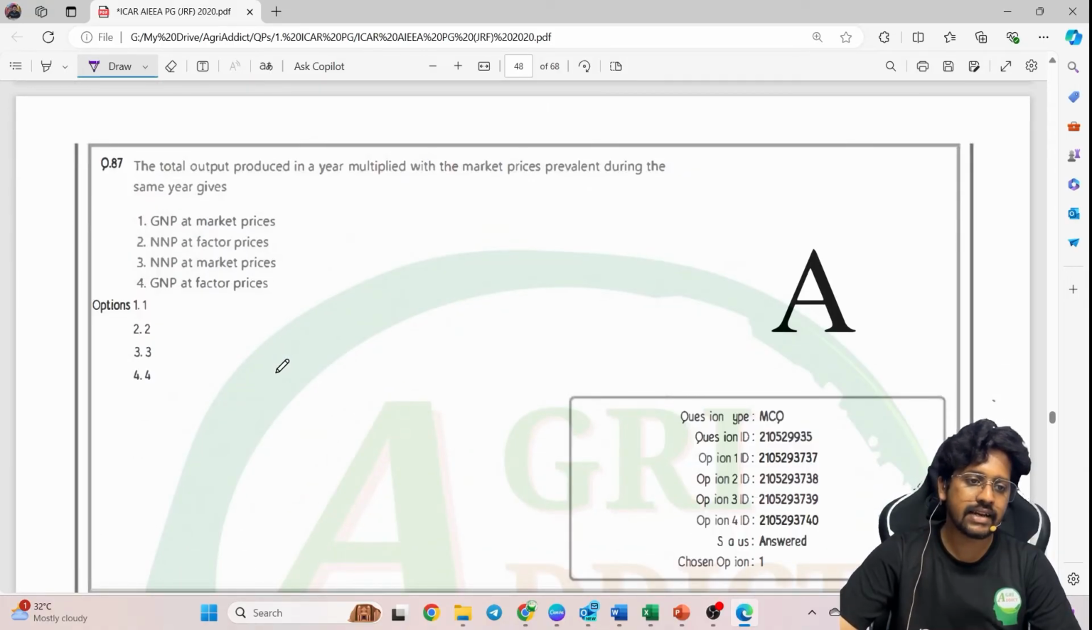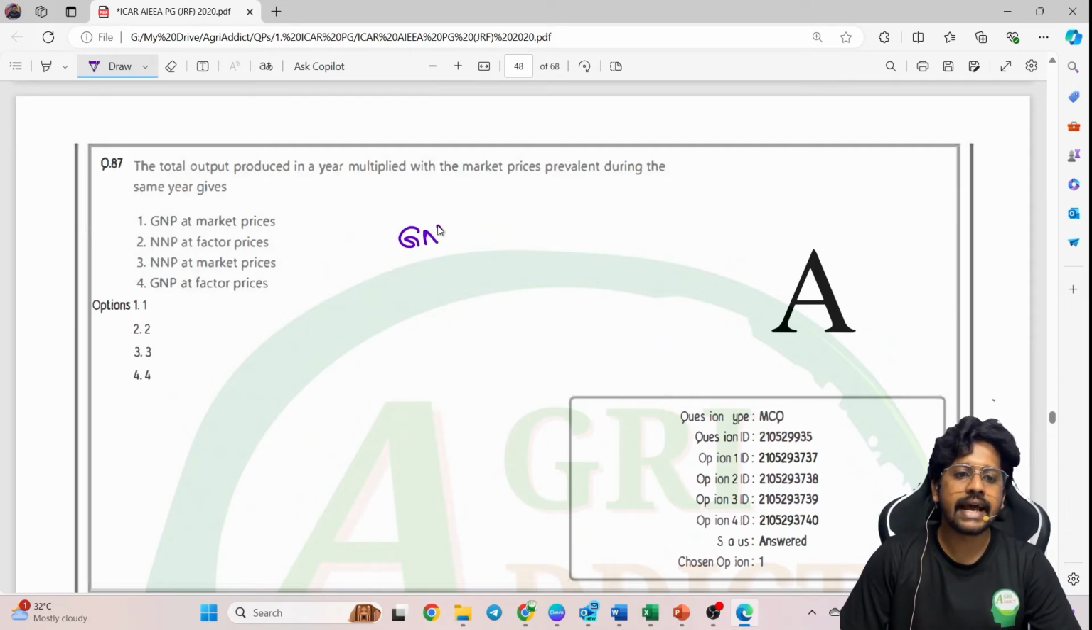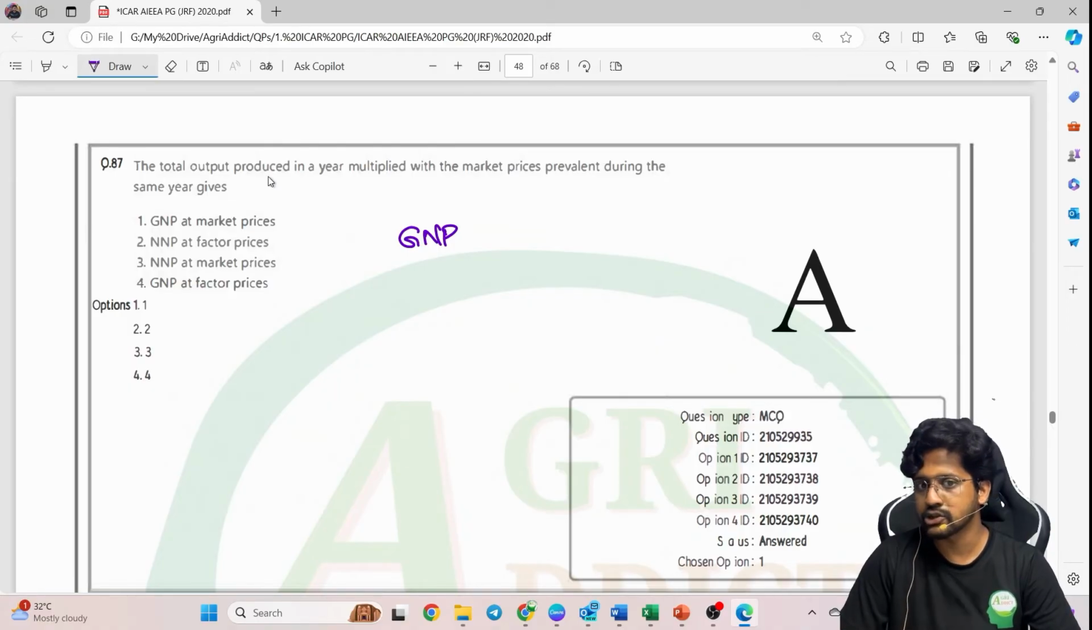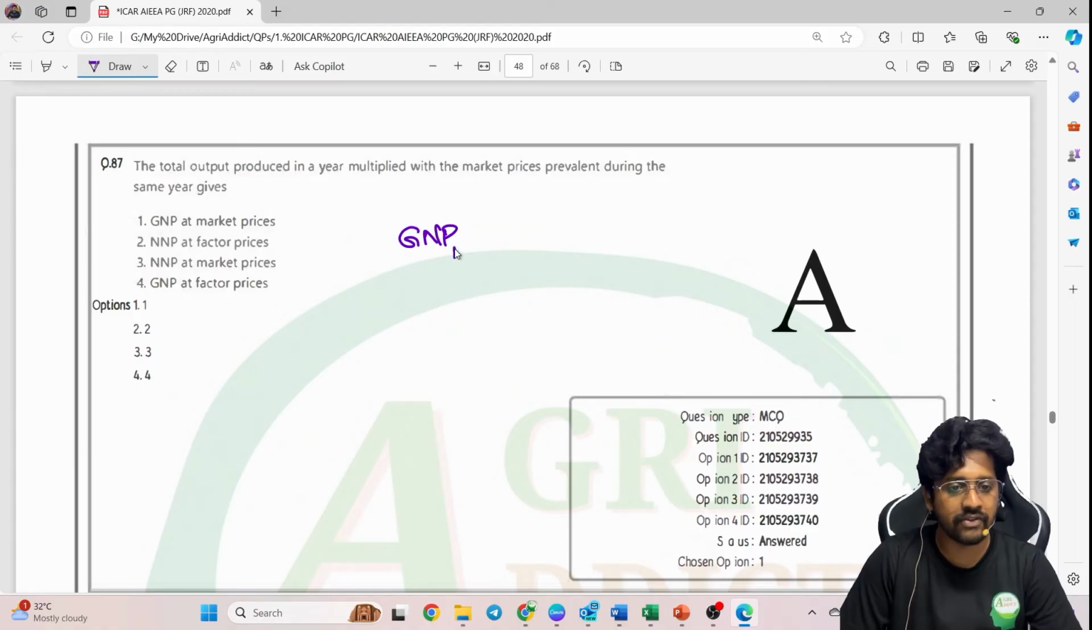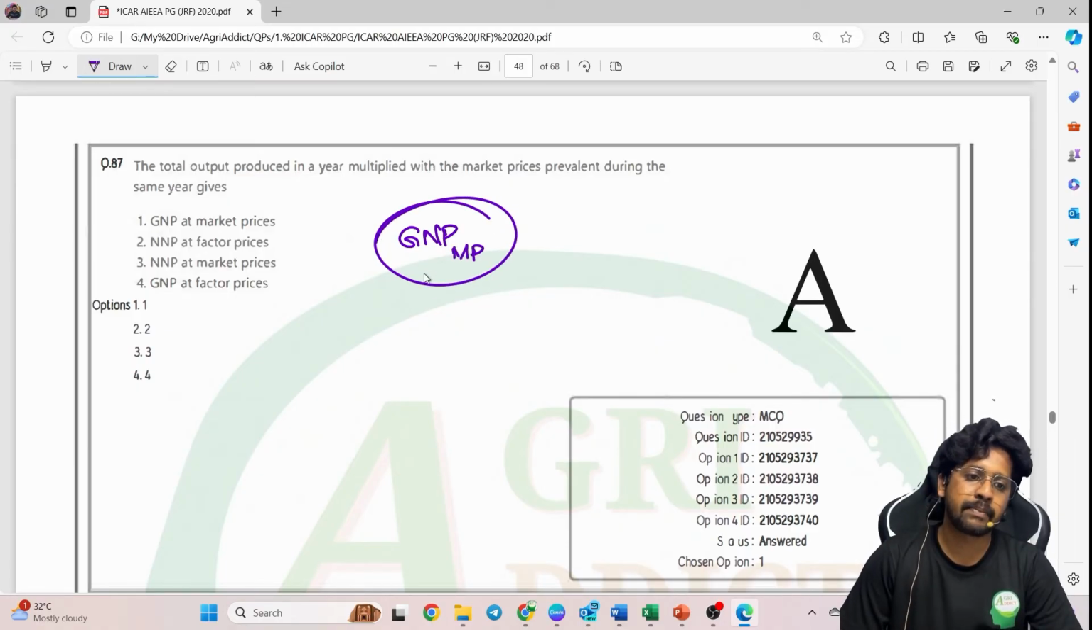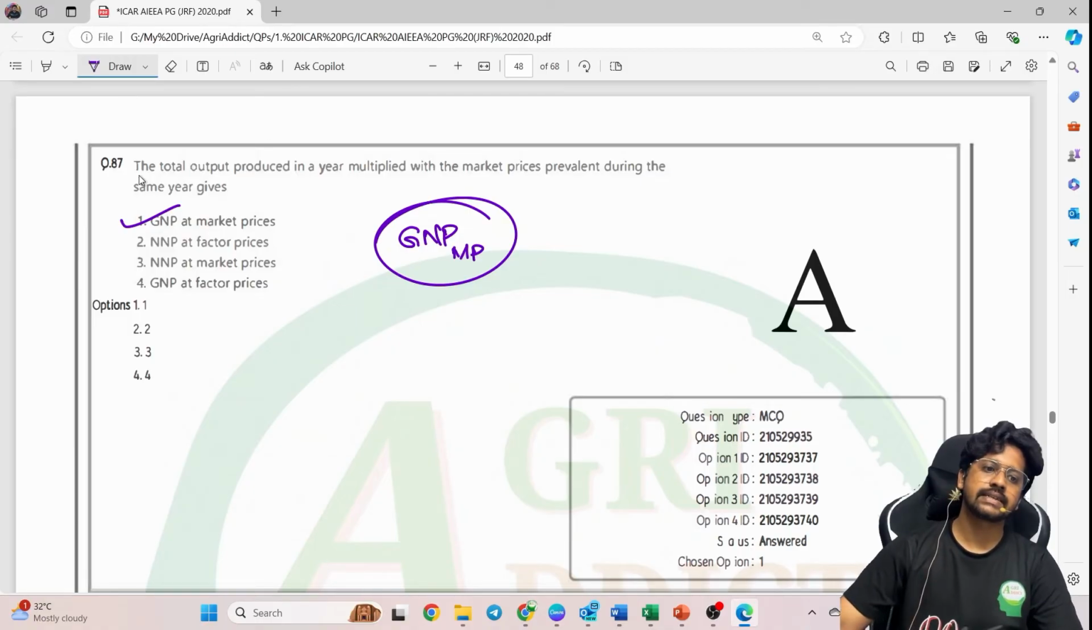So the next question, again another question from macroeconomics, national income concept. Question number 87. The total output produced in a year multiplied with the market price prevalent through the same year gives, as we have discussed in the previous question also, the gross national product, because they haven't discussed anything within the country, so it is not a domestic product. Obviously it will be the gross national product, which when multiplied with the market prices prevalent during the same year gives you the GNP at market prices. So therefore option 1 will be the correct answer.